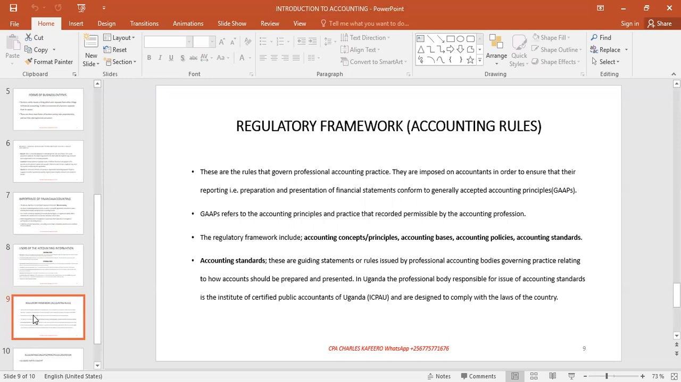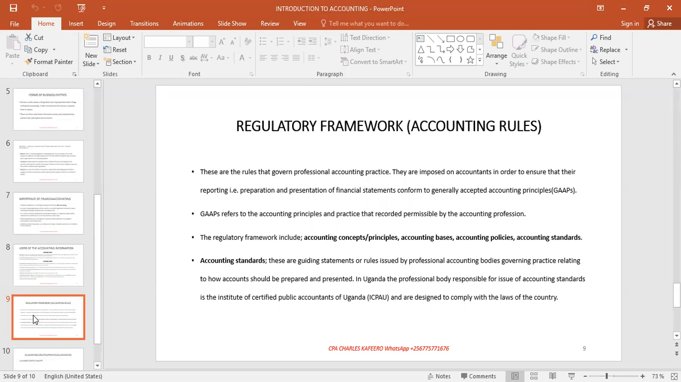But since CPA is globally recognized, what changes, the explanation I may be giving, may be different depending on where you are, because when the regulators, the people who are setting these accounting standards, when they do them, they base on the laws which are existing within the country. So it is just the laws which are changing, but the principles and everything, they are the same.